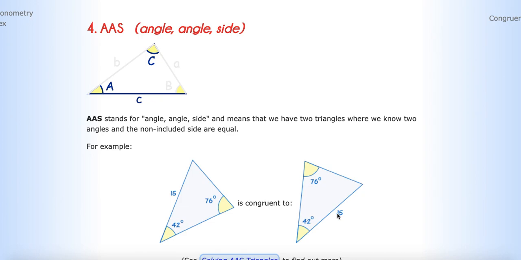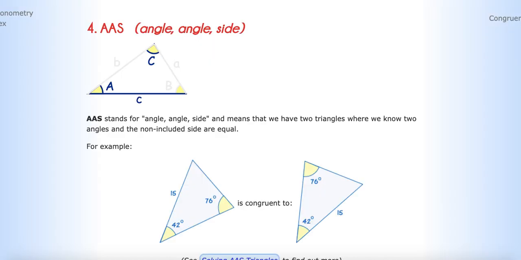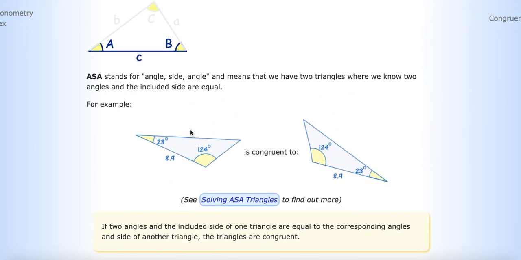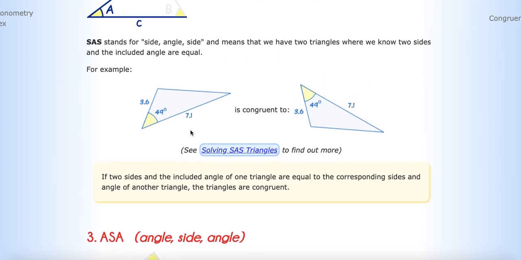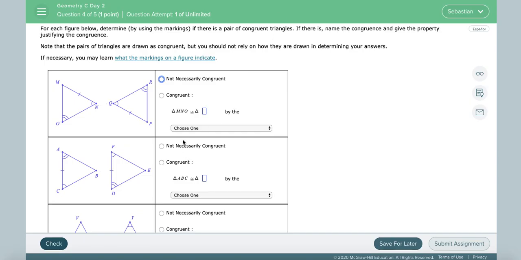Now note there is no ASS one, okay? Forgive me for my language, but there is no ASS. If you look at the four choices, it's AAS, ASA, SAS, or SSS, okay? So if you go to Alex, when you go to the drop-down menu, there's only those four choices.